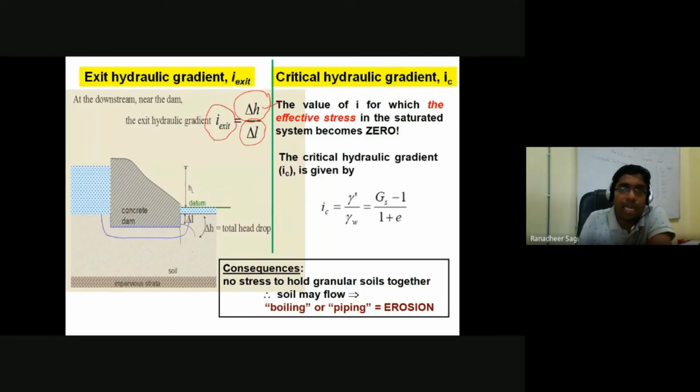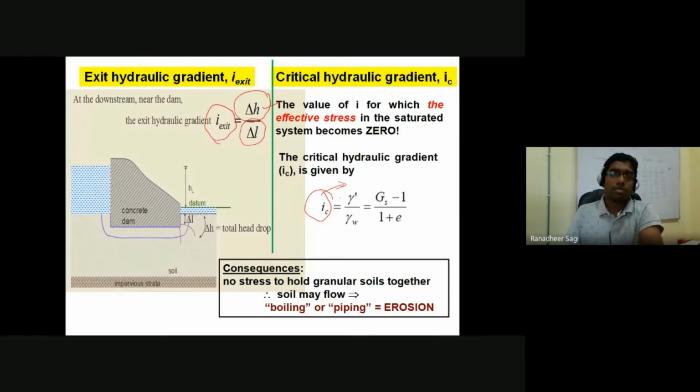Okay. And earlier, when we talked about the quicksand condition or sand boiling, we understood what is called your critical hydraulic gradient. We have discussed what the critical hydraulic gradient is. Critical hydraulic gradient is the hydraulic gradient in the soil where the effective stress developed in that particular soil is equal to 0.